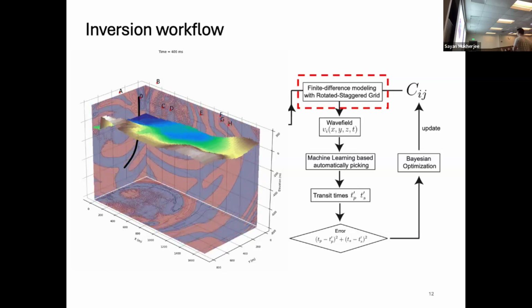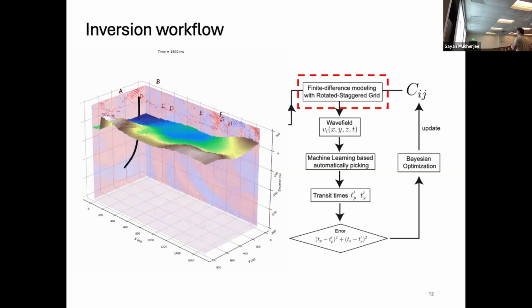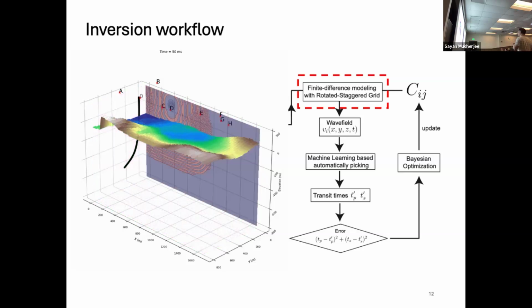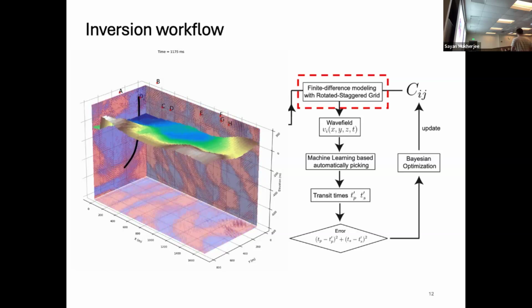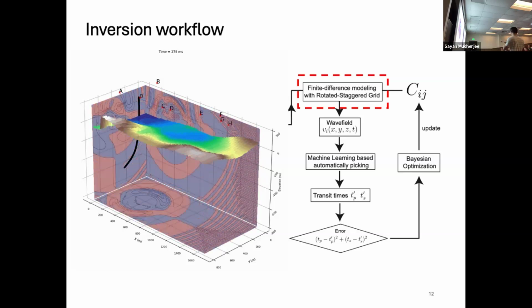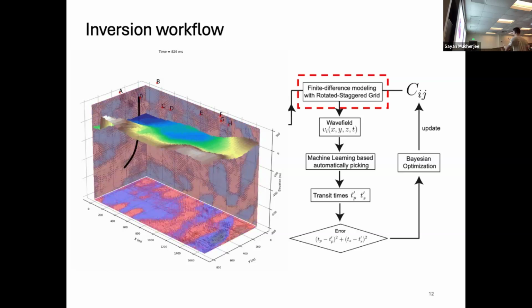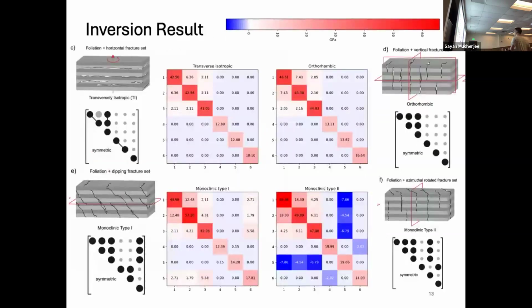Then we calculate the error between the field data and the modeling data, and then use optimization to keep updating our elastic constants until we find an optimized set of elastic constants that is close to what we see from the field data. And here it shows you some of the results of the elastic constants, so for 4 different symmetries, we can have some takeaways.